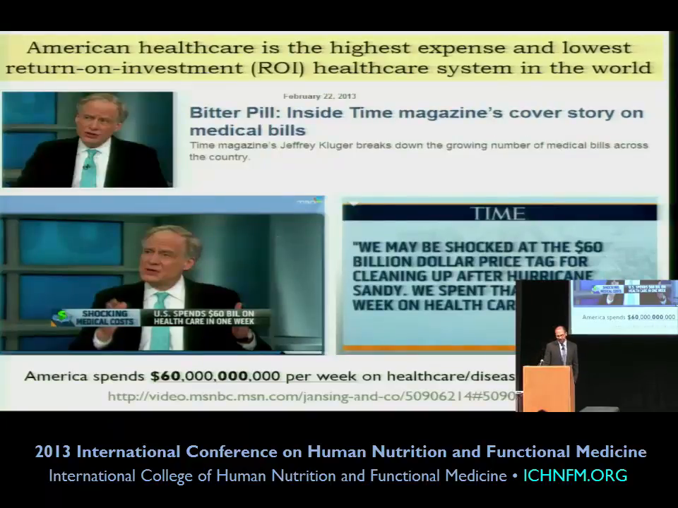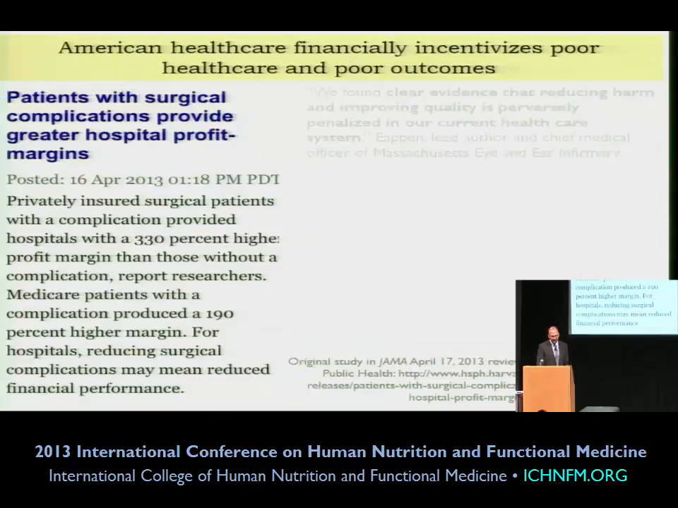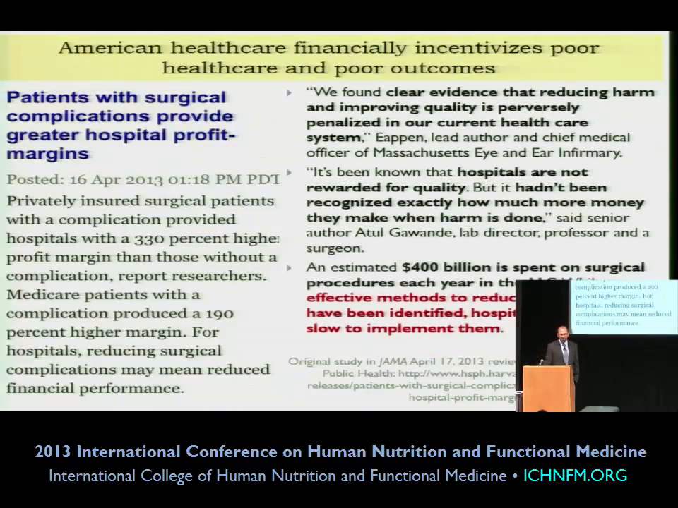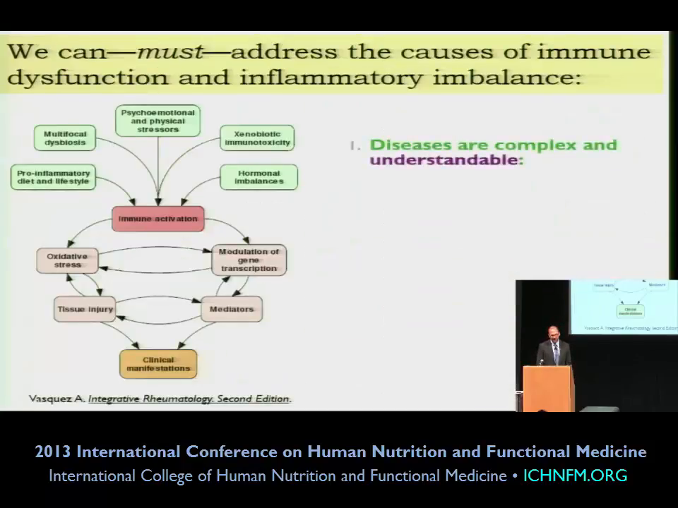America spends $60 billion per week on healthcare. Part of the reason is there's an incentive for bad healthcare. It's called money. If you look at this article that was published in April of this year, this revealed that hospitals actually make more money when their patients suffer from complications. So they're de-incentivized to provide good care.